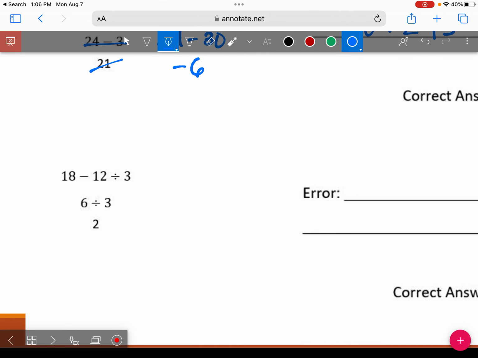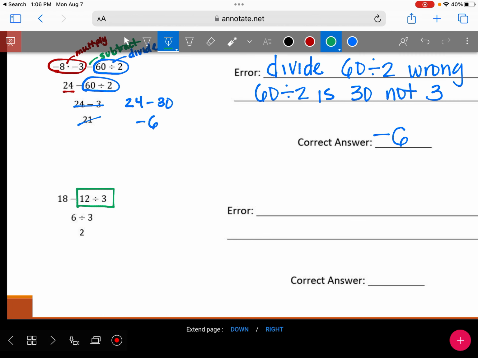All right, thumbs up if you figured out what they did wrong. Who figured out the mistake? So here is 12 divided by 3. Is 12 divided by 3 3? What is 12 divided by 3? 4. So the error is that they divided wrong. 12 divided by 3 is 4. So that was their mistake.